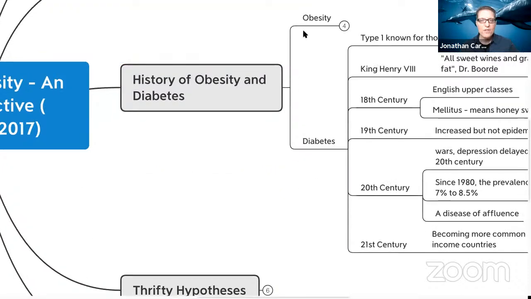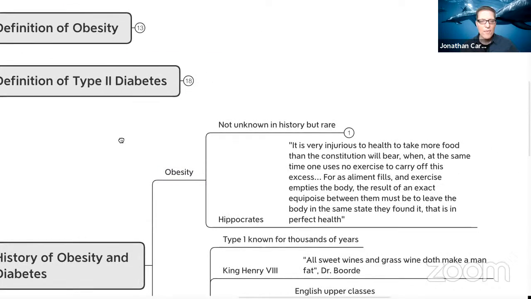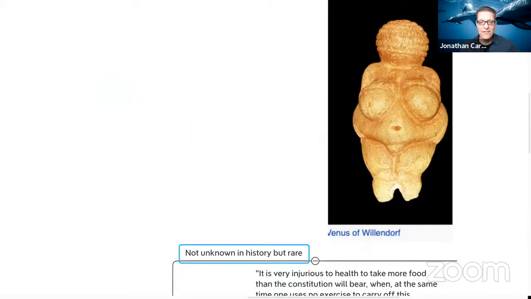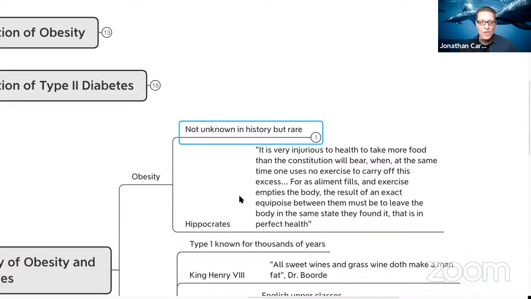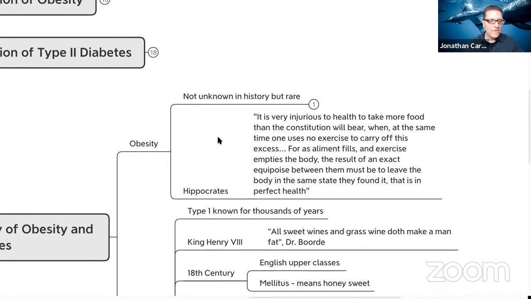So let's go through a little bit of the history, and we'll start with obesity. And obviously, it's not unknown in history. There are statuettes from tens of thousands of years ago, the fertility gods like the Venus, this is like 20 or 30,000 years old. So obviously, obesity is rare, but it's certainly not unknown.